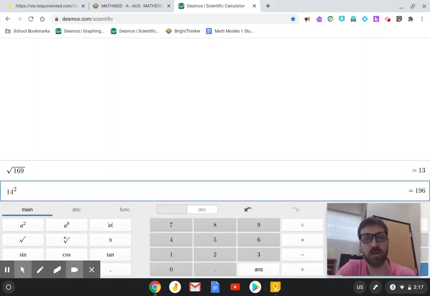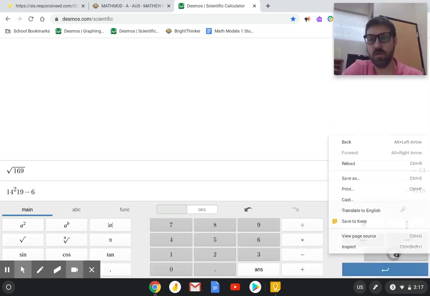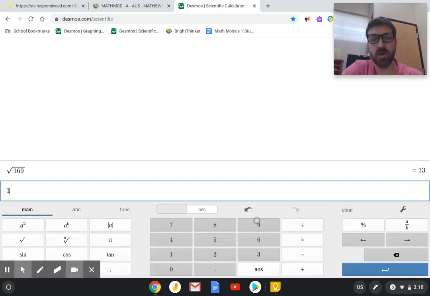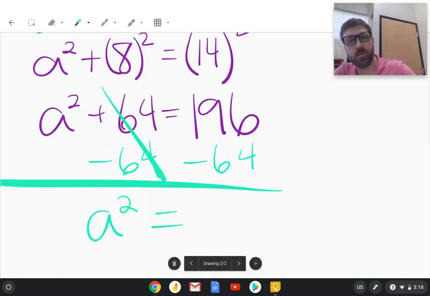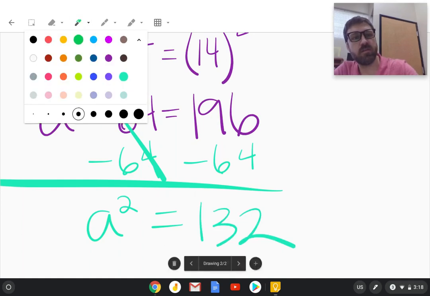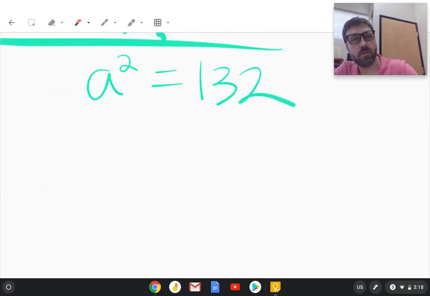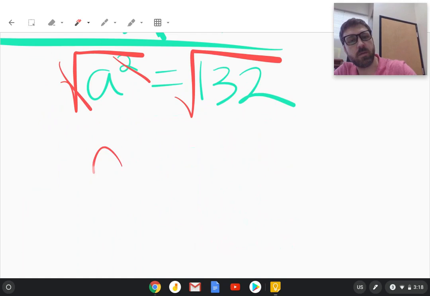Let's hop over to our calculator and do 196 minus 64. Clear. 196 minus 64. There's a 9. Now we get it. 132. So we're going to take the square root of both sides. Square root of A squared, square root of 132. This cancels, leaving me with A equals the square root of 132.